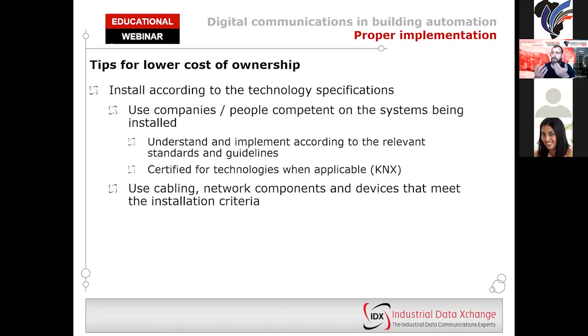So some of the quick tips which we can consider here. Install according to the technology specification. These organizations that release and publish the standards, which can be many hundreds of pages and can be quite daunting to go through, are very important, and they've developed them because they've spent a lot of time testing in laboratories and understanding how the systems are supposed to be properly implemented. So a quick way to get around this is to use companies that are competent on these systems being installed. They need to understand and implement according to the relevant standards and guidelines. And where possible, check that the company doing the installation is certified for the technologies.